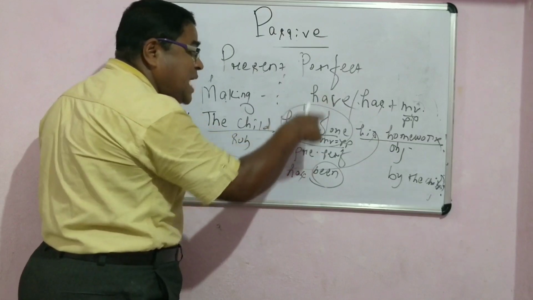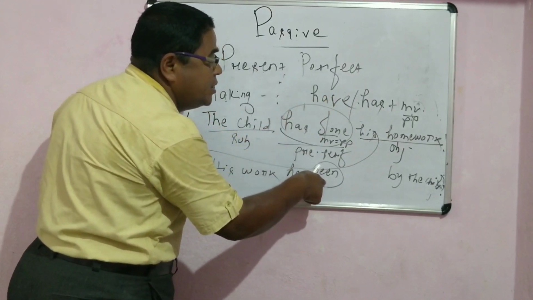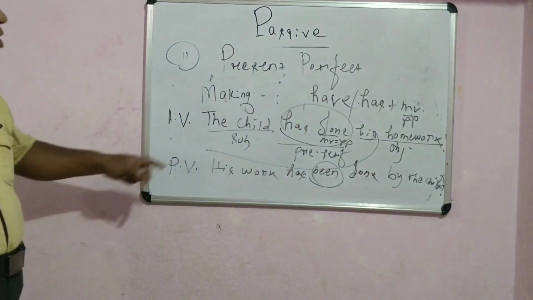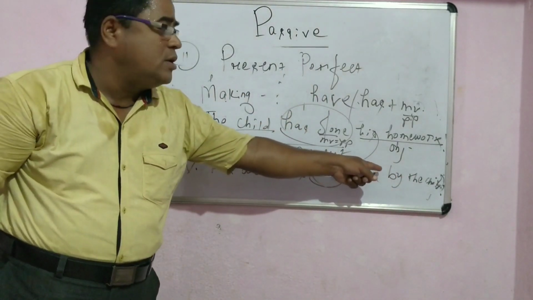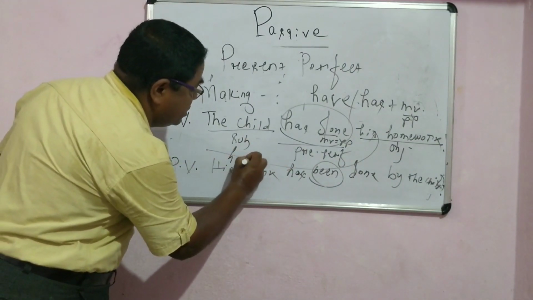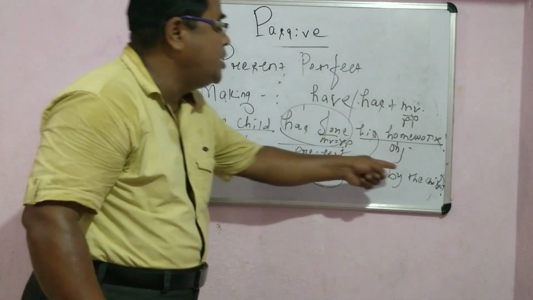For present perfect, has, you have to add been. So has been done. The answer is over. His homework has been done by the child.